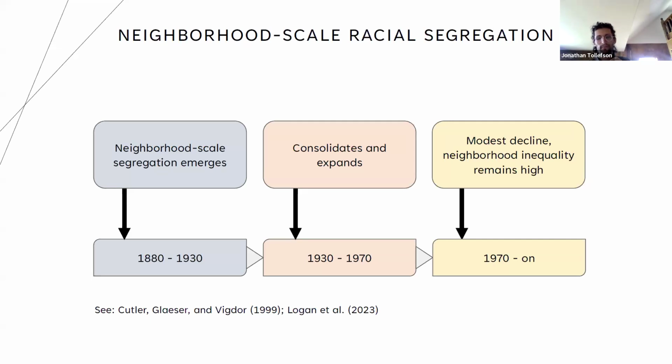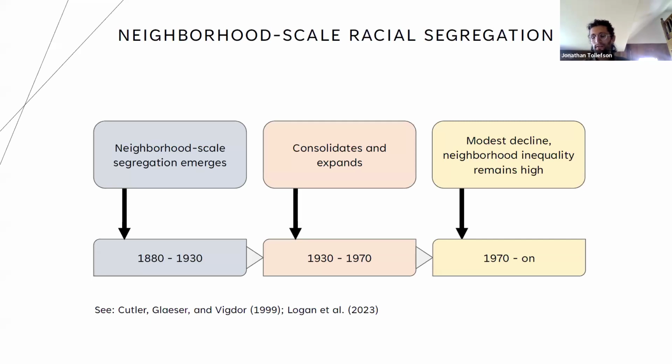So racial segregation at the neighborhood level is relatively recent. If we go back to the late 1800s, city residents lived, of course, in deeply segregated, unequal spaces, but this was generally organized on a street-by-street and household-by-household basis. And it really took until the 1930s and 1940s for segregation to scale up to that neighborhood level.